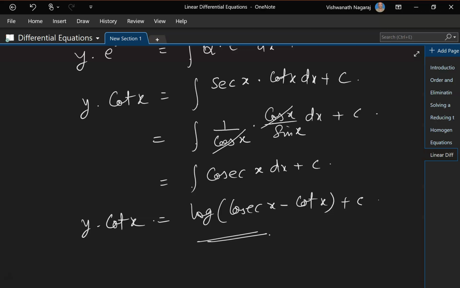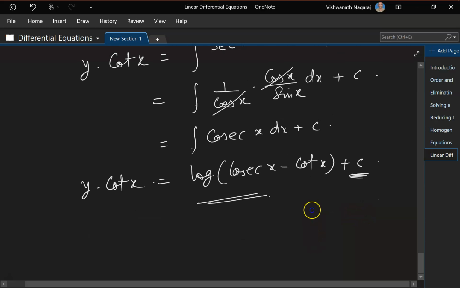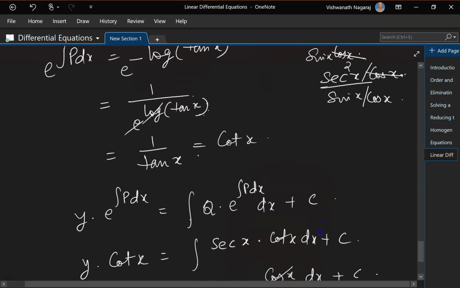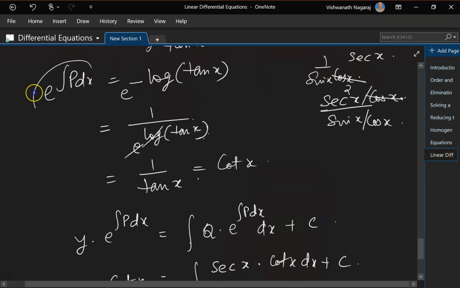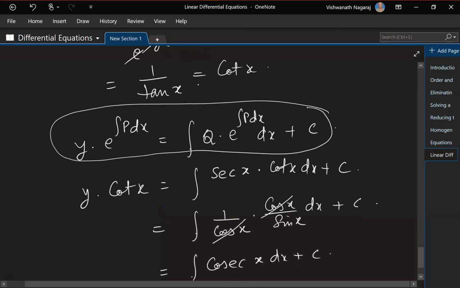This is the general solution because of this constant. Okay, anyhow, so here the main thing you have to remember is the integrating factor, and the other is this equation, and being able to figure out p and q.